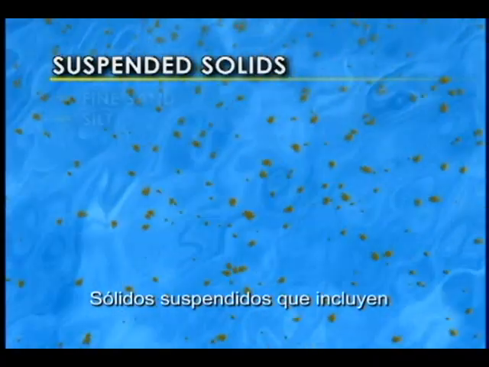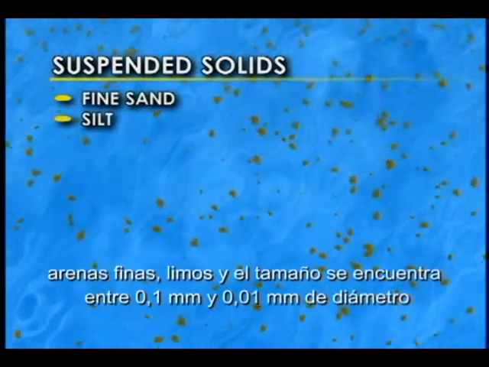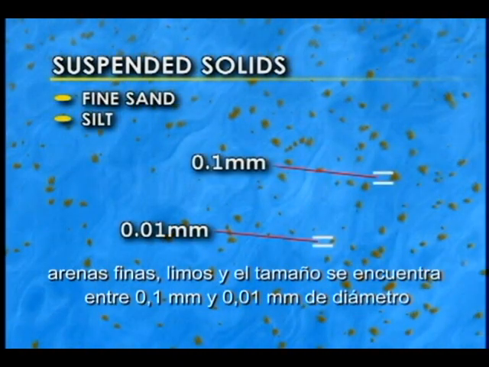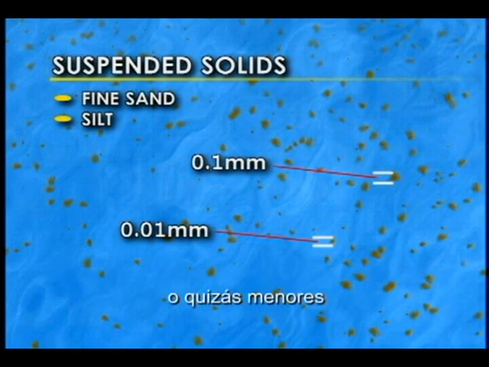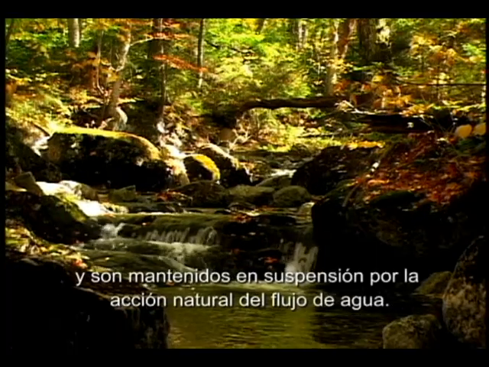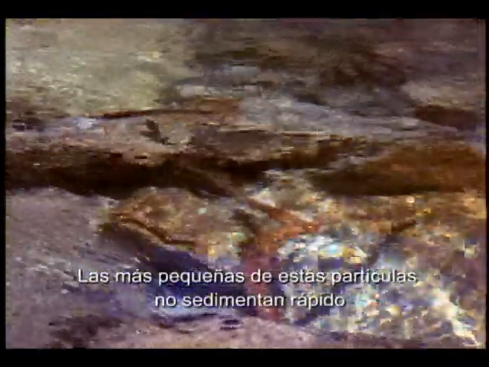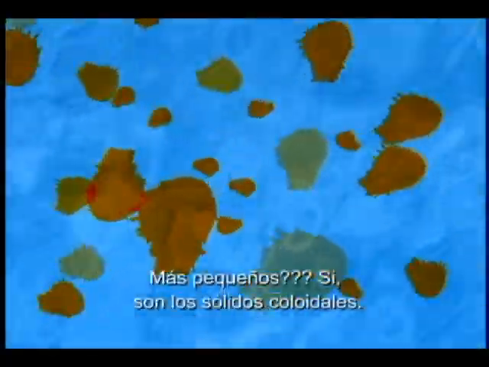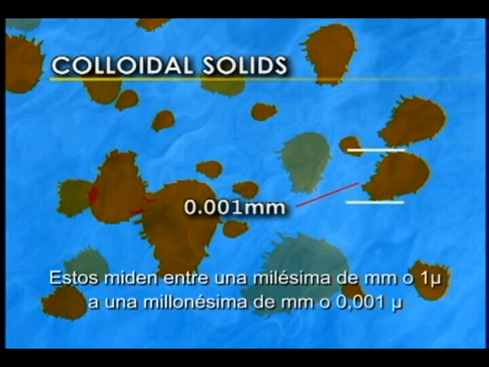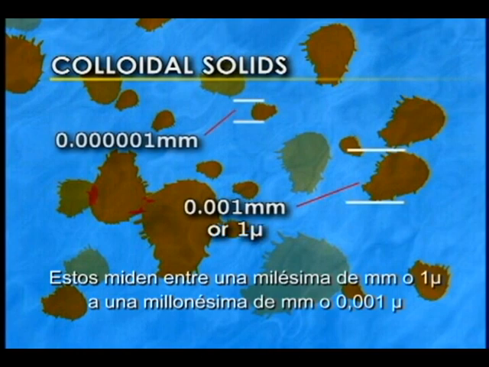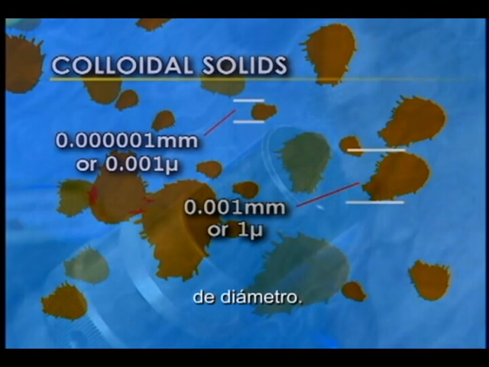Suspended solids, which include fine sand and silt, range in size from 1/10 to 1/100th of a millimeter in diameter, or perhaps smaller. They are held in suspension by the natural action of flowing water. The smallest of these particles don't settle quickly, so for practical purposes are considered non-settlable. Smaller yet are colloidal solids, which measure from 1/1000th of a millimeter, or 1 micrometer, to 1/1,000,000th of a millimeter, or 0.001 micrometer in diameter.